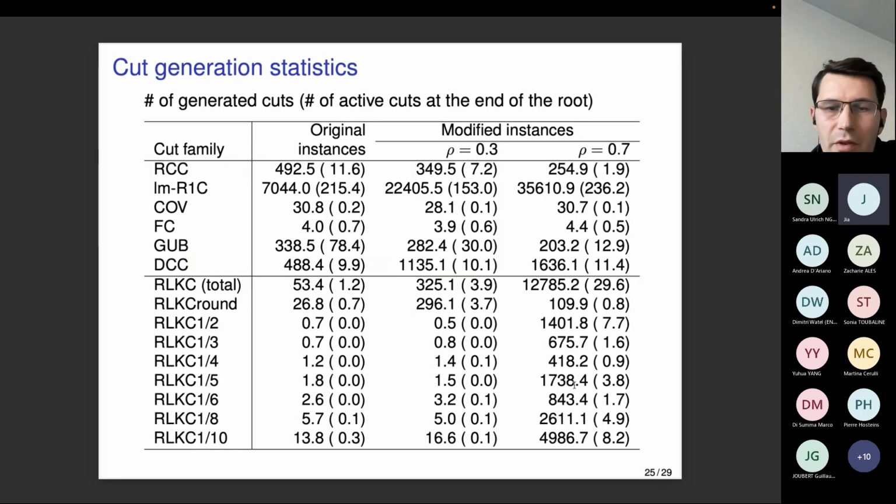And you can see also the statistics of cut generation here for these modified instances. We generate much more load knapsack cuts, and actually the cuts which are facet defining are generated much more than for the literature instances.